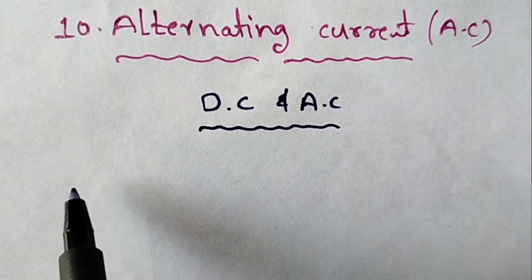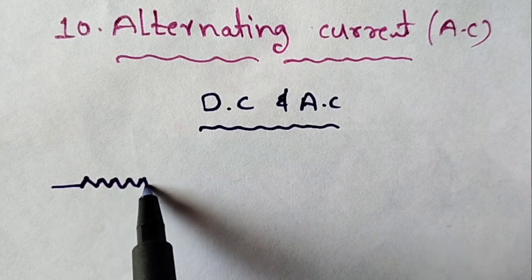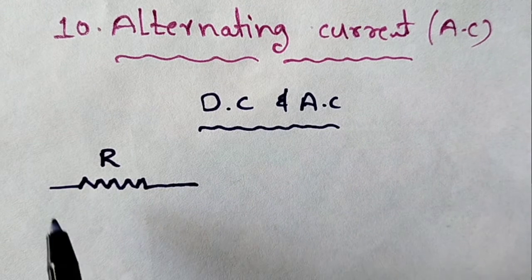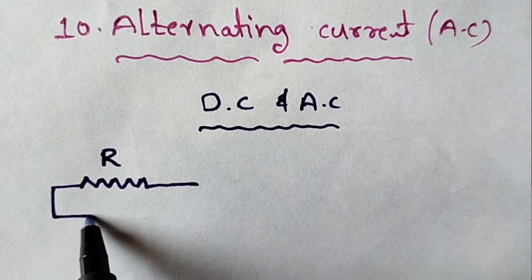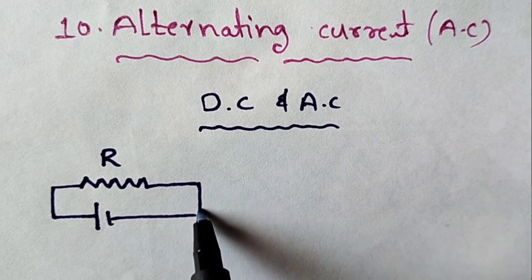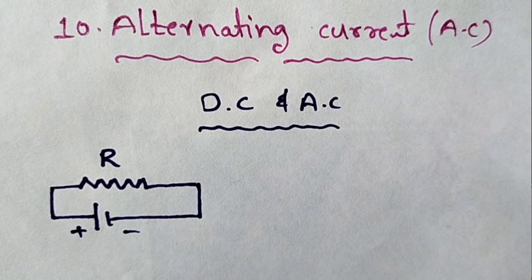First here I am taking one resistor. So this is a resistor. What is the symbol of the resistor? Capital R, the resistor symbol. This resistor we connected to one battery, with a positive and negative terminal. So this is the positive terminal, this is the negative terminal.